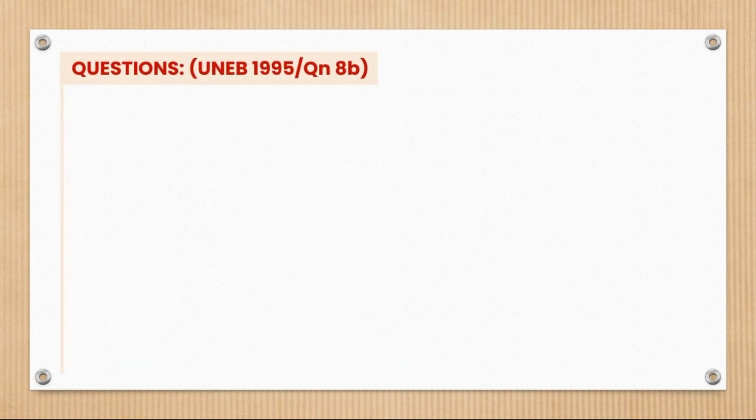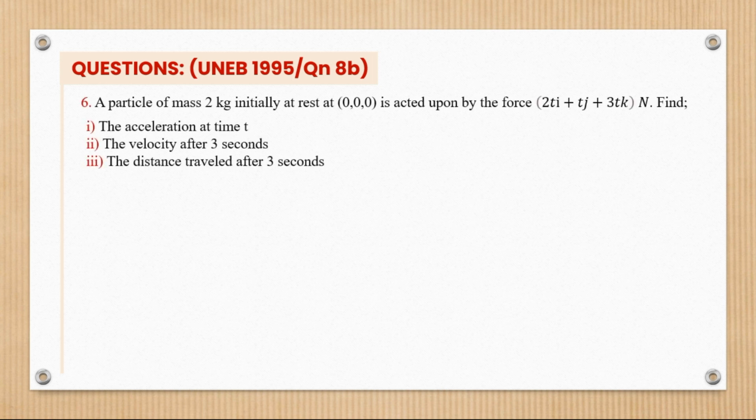Alright, the next question is from UNEB 1995, question 8b. We're told that a particle of mass 2 kilograms, initially at rest at (0, 0, 0), is acted upon by the force 2ti + tj + 3tk newtons. Part 1, find the acceleration at time t. Part 2, find the velocity after 3 seconds, and part 3, the distance traveled after 3 seconds.